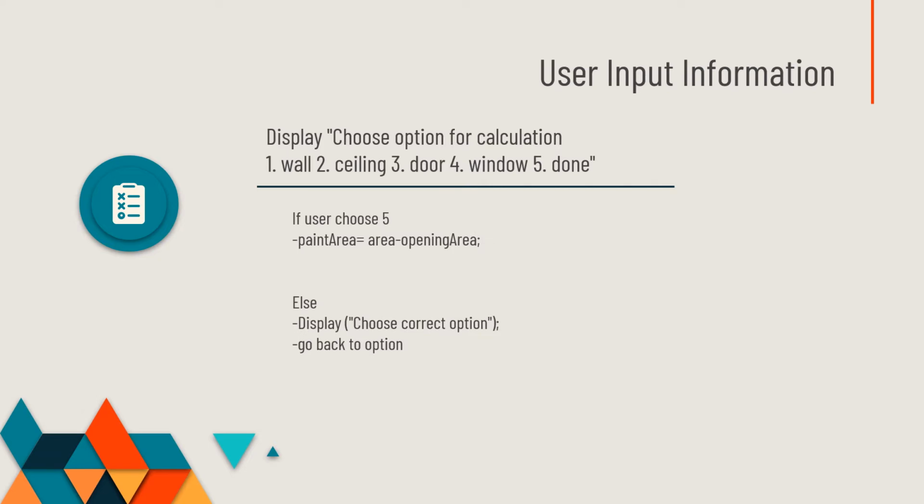If the user chooses 5, the area to be painted will be calculated by area minus opening area. And then we get the paint area, which is the area needed to be painted. If the user inputs anything other than 1, 2, 3, 4, or 5, it will display "choose correct option", and then go back to the options again.